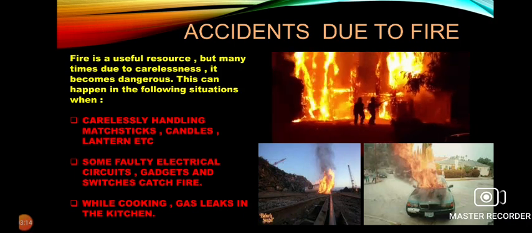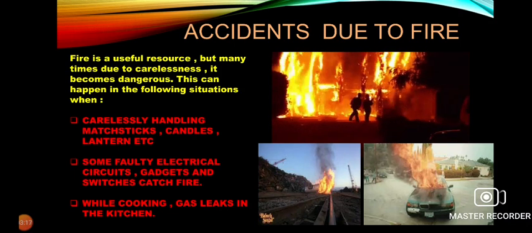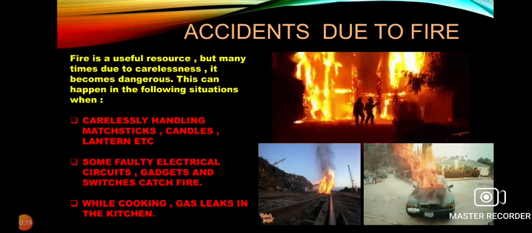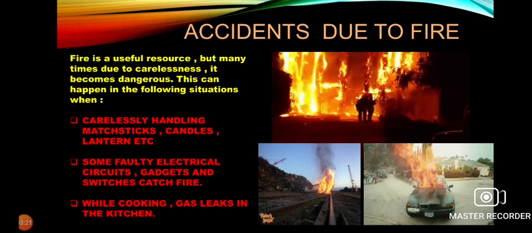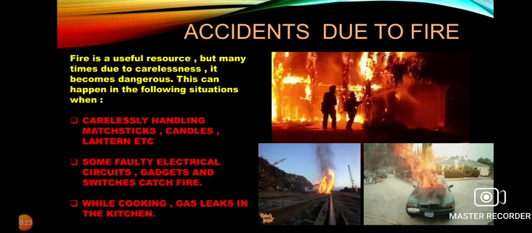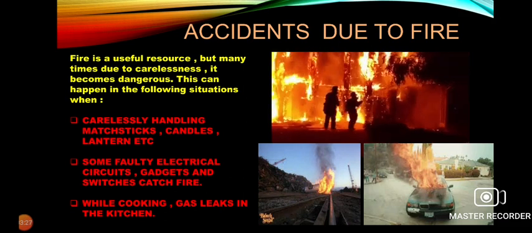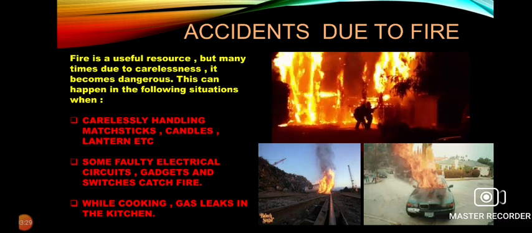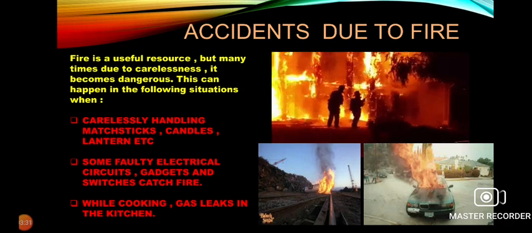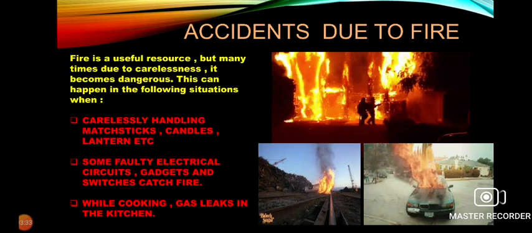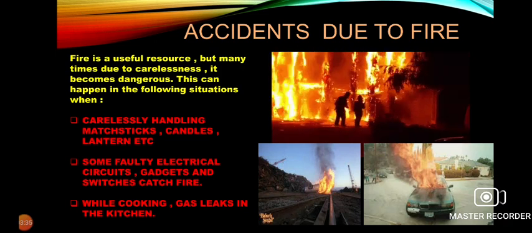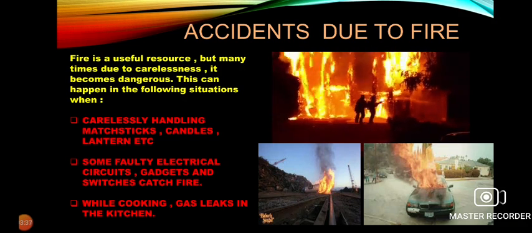Sometimes it is seen that a faulty electrical circuit, gadget or switch can also catch fire. It is a very common word for you, electrical short circuit. That means the pathway of the electricity is broken or damaged somewhere. Ultimately, the result is fire due to electricity.